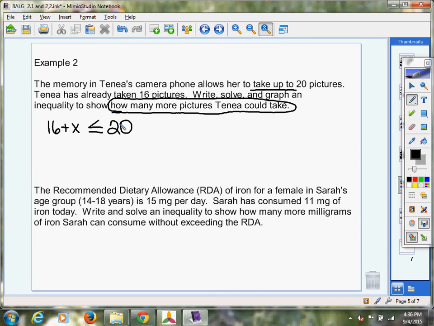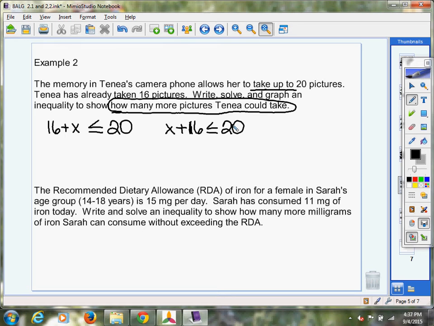Now, some of you may have wanted to start this with your variable. You may have wanted to say, okay, how many pictures can she take if she's already got 16 pictures taken, and she can do no more than or up to 20 pictures. You could have also done it like that. They're the one and the same exact problem. You're going to get the same exact answer, and I really don't care which way you did it, okay?